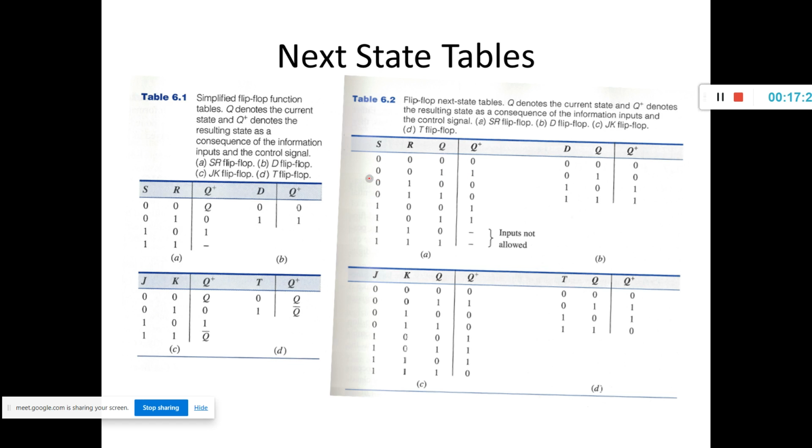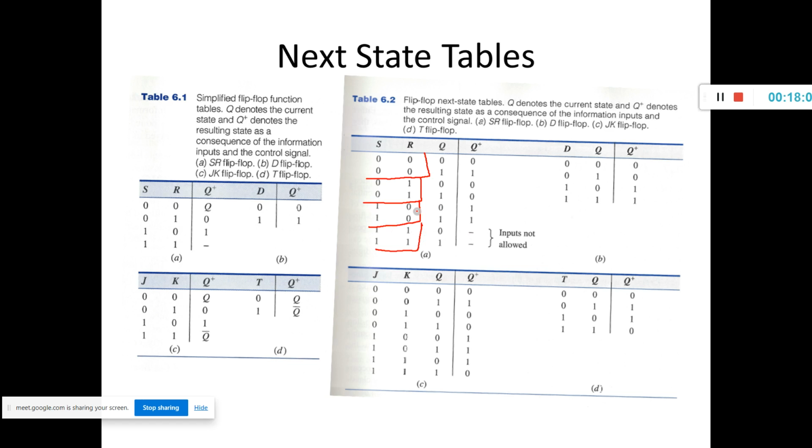Next, when S and R are 0 1, present state may be 0 or 1. Whenever R is 1, it will reset the flip-flop or latch. So it will reset, output 0. Next, whenever S and R are 1 and 0, present state may be 0 or 1. Whenever there is 1 on the S input line, it will set. Set means output is 1. Next, whenever S and R are both 1 1, present state may be 0 or 1. It is undefined, so these inputs are not allowed, it is undefined.